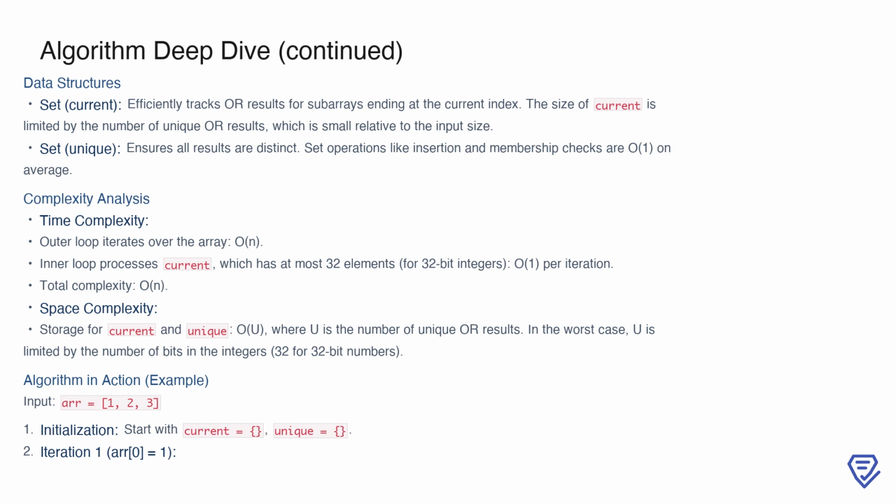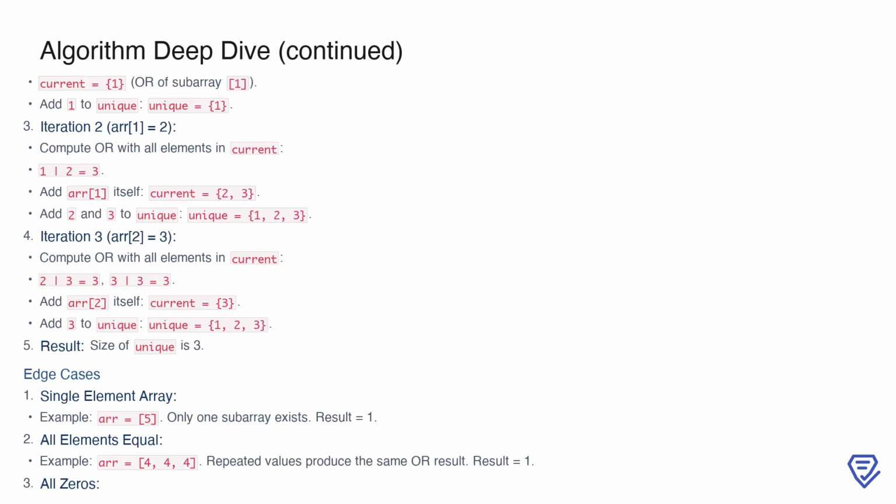For example, with the input array 1, 2, 3, we initialize current and unique as empty sets. As we process each element, we progressively update these sets to capture all distinct OR results while efficiently reusing previous computations. With the input array 1, 2, 3, in the first iteration, we process the element 1. The subarray 1 produces an OR result of 1, so current becomes {1}. We add this to unique, making it {1}.